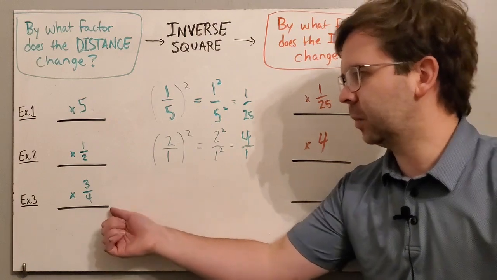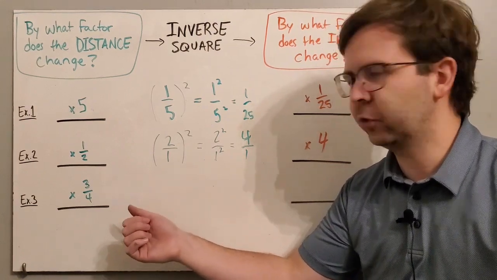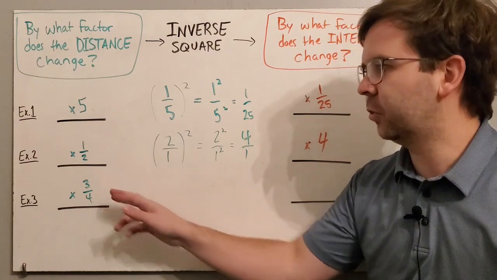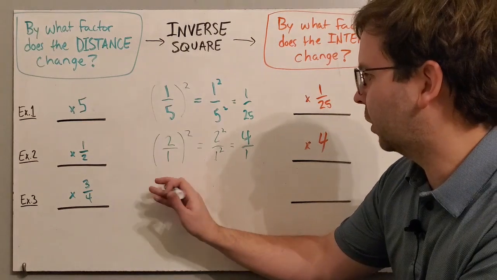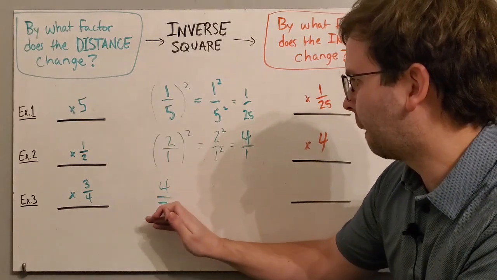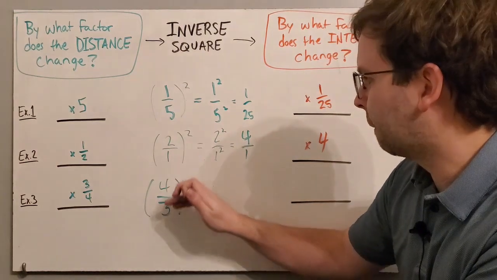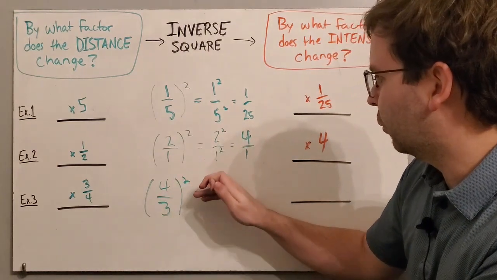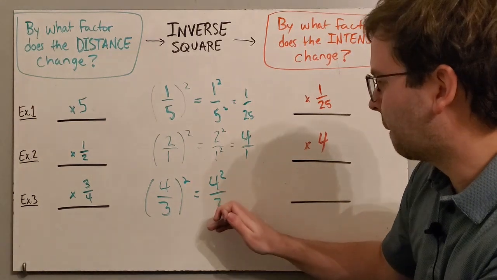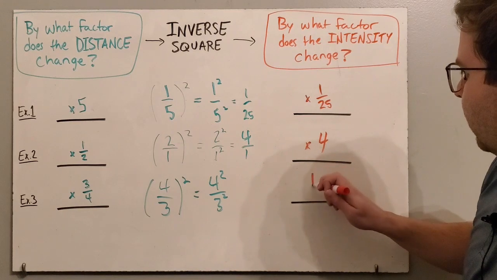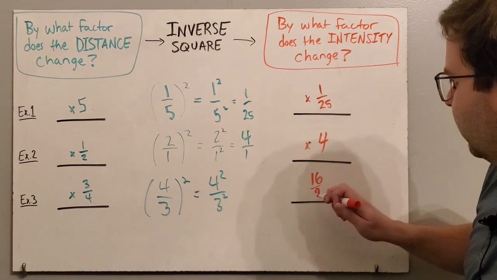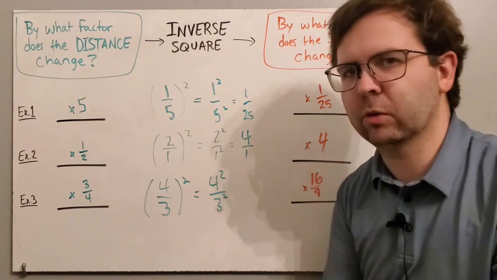And then if you have some kind of odd number here, you do the same thing. You just do the inverse square. So if your distance changes by a factor of 3/4, let's do the inverse of that. That's going to be 4/3. And then square it. So 4 squared over 3 squared. 4 squared is 16, 3 squared is 9, and so we have your intensity changes by a factor of 16/9.